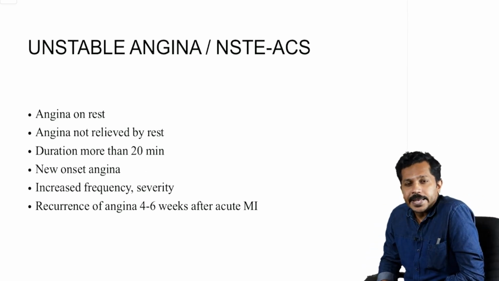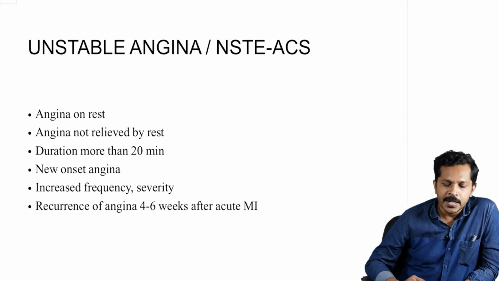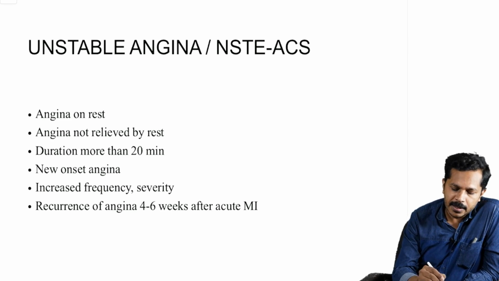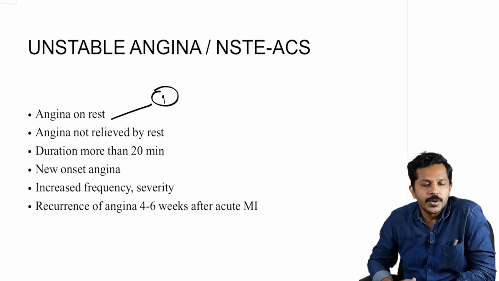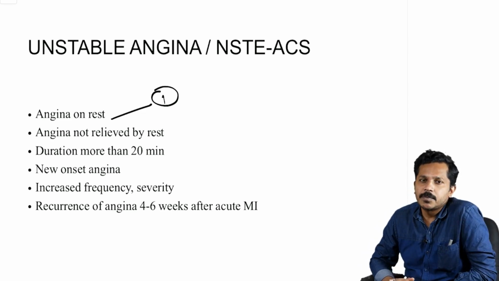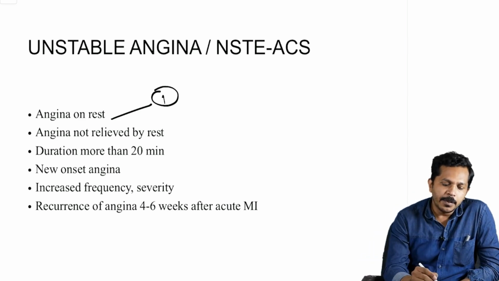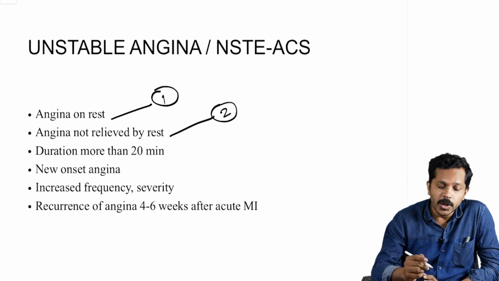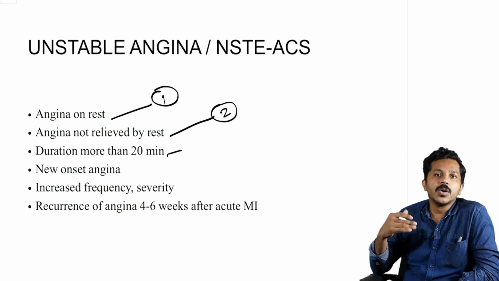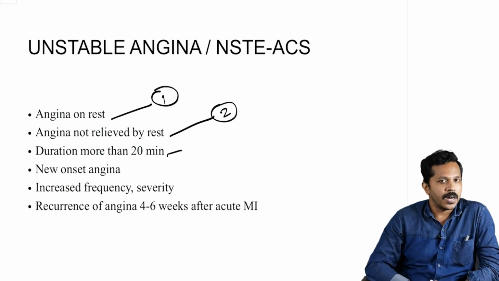Comparing to stable angina, now we are discussing unstable angina, and how to identify it clinically. The first feature of unstable angina is that the angina occurs at rest. I already said that chronic stable angina only occurs during exertion, while in unstable angina the pain starts at rest. Whilst resting, the patient can have chest pain. Also, if the patient develops chest pain on exertion and it is not relieved by rest, that's the second point: the duration is usually more than 20 minutes. So the pain goes on. Unlike stable angina, the pain is not relieved by rest. This is classical of unstable angina.